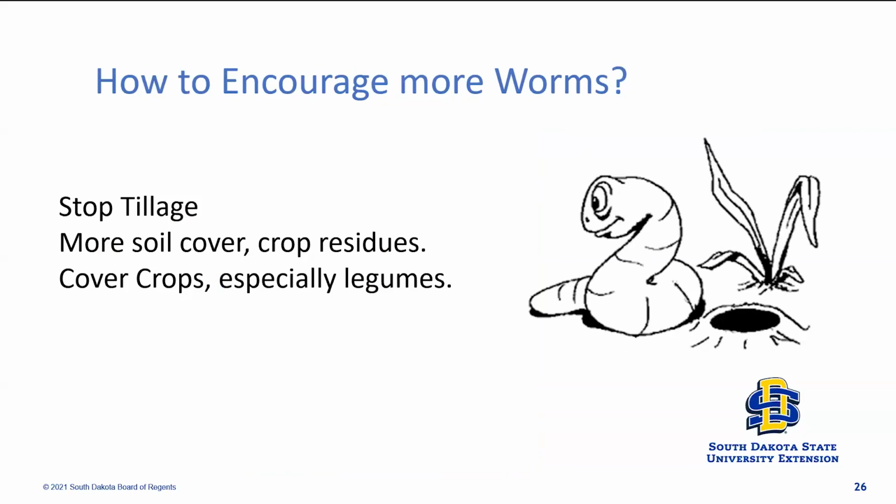So how do we get more worms? Well, we have to stop tillage. There's some worms that can tolerate some tillage, but by and large, most are negatively impacted from tillage. Keeping the soil covered with crop residues. If you haven't done that in the past, if your soil is bare, I would challenge you just to keep a part of your garden covered and watch it throughout the summer. It will change quickly, very quickly. And then worms need things to eat. And that's where the cover crops come in, and especially the leguminous plants as well. They like those as well.